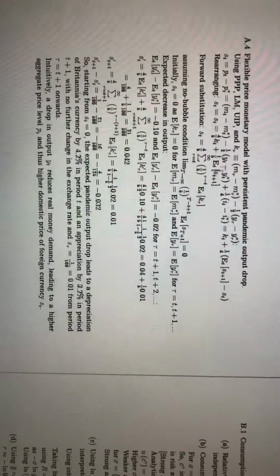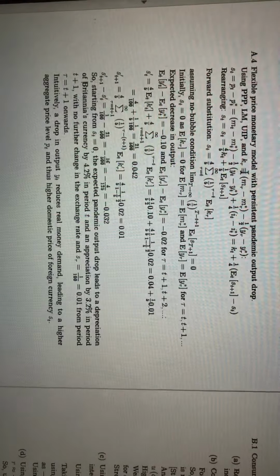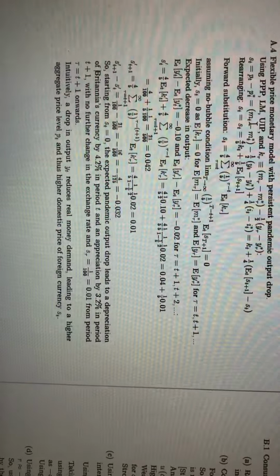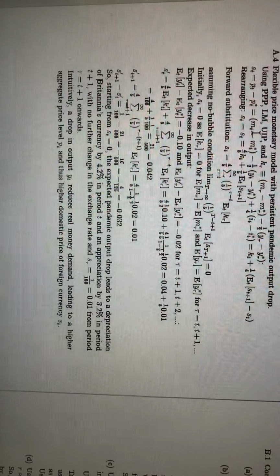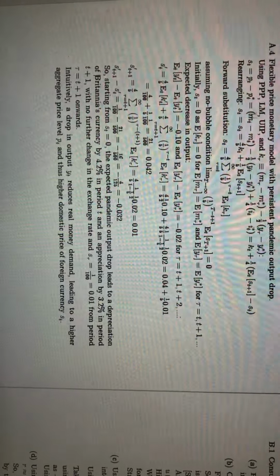So first we have a definition for an object K, which is this. This is a parameter specified by the question. And what we are trying to get is an equation for S, which is the nominal exchange rate. That is defined as the domestic price for foreign currency.